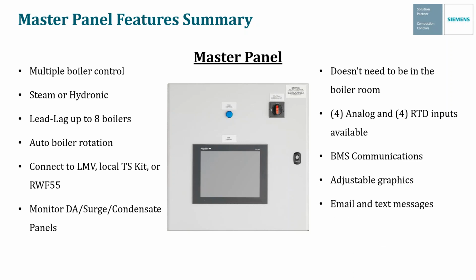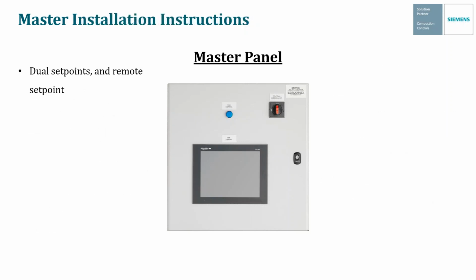The master panel can also be set up with email or text messages. And this gives the ability for the master panel to send out notifications when there's an alarm, or even to send out a full alarm history or screenshots manually when you're trying to troubleshoot something. The master panel has the ability to do dual set points and remote set points. It also has some very advanced PID controls. So not just your standard PID values, but also some additional controls that help maintain the firing rates of certain boilers in certain situations in order to create a better system control.